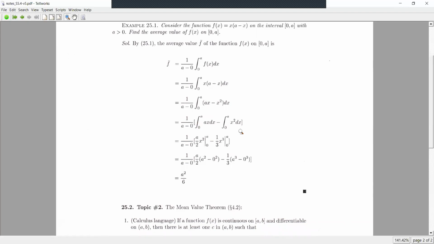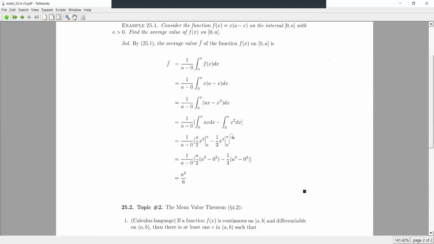I compute them by fundamental theorem. A is a constant. A times x, anti-derivative is this function. X squared anti-derivative is this function. Okay, now plug in the upper limit a in x minus plug in the lower limit 0 in x. Then this symbol means this.